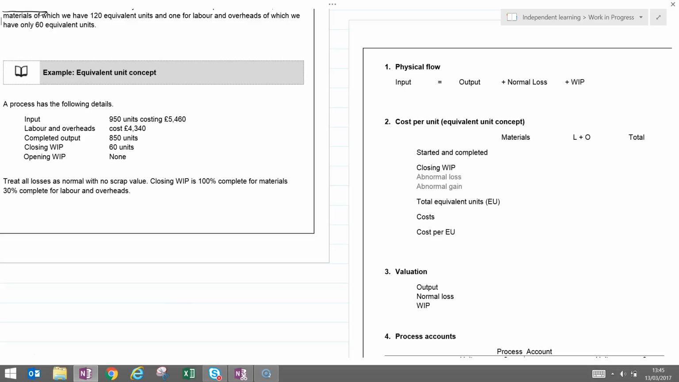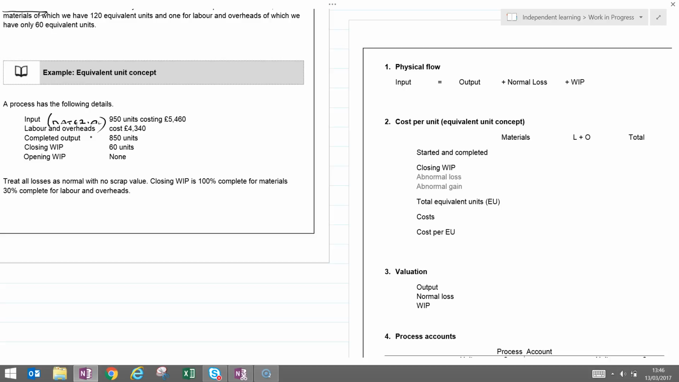We input 950 units, so this is our material. That cost us £5,460. The labour and overheads that went into the process cost us £4,340. We have 850 completed units and we have a closing work in progress of 60 units. There was no opening work in progress.